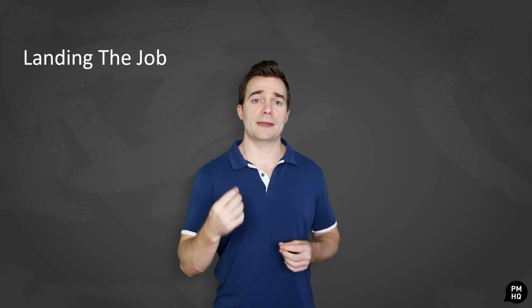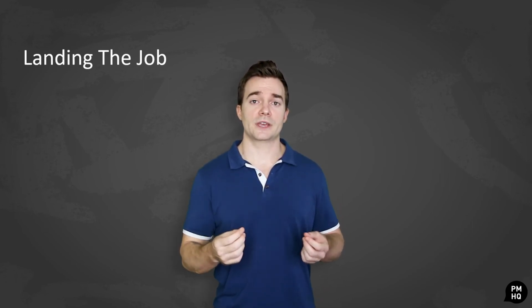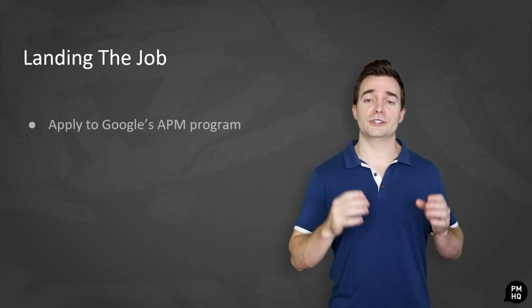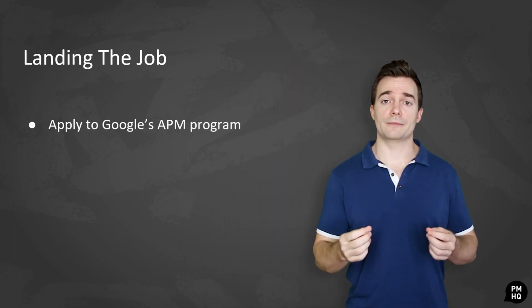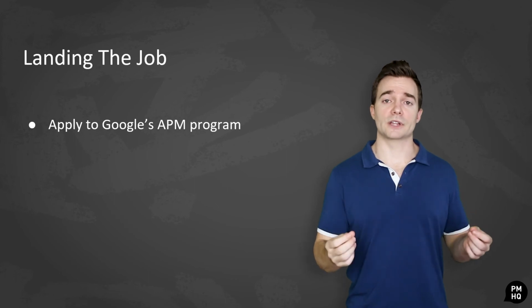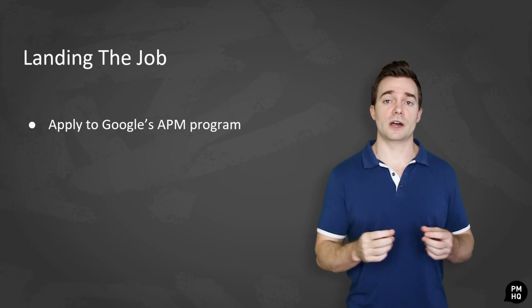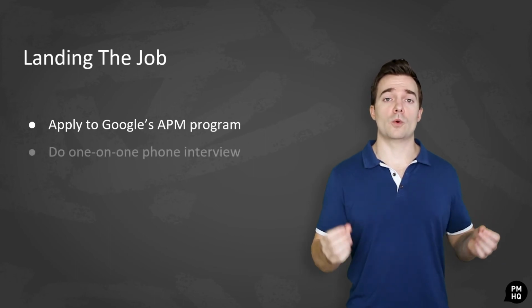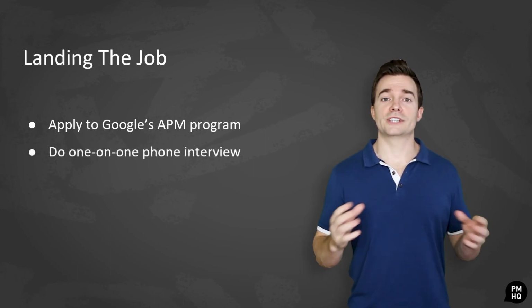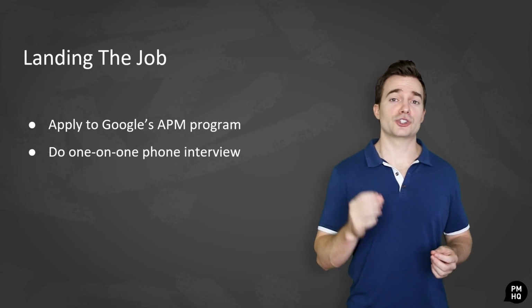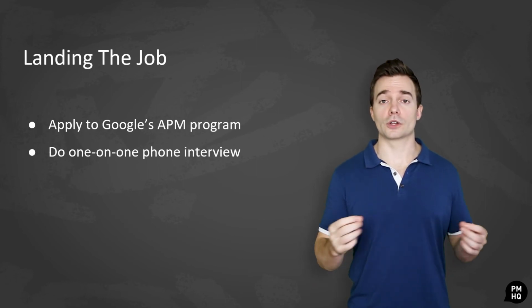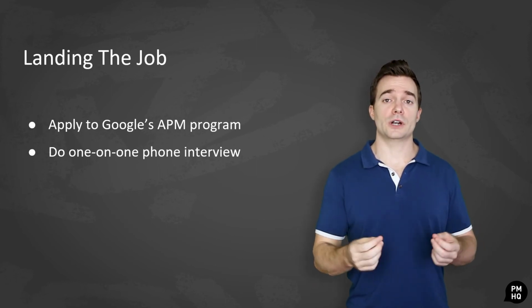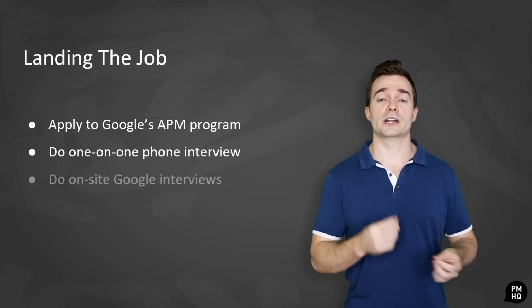To apply for the APM program, you have to follow and understand the interview process. Here's how it goes. First, you apply to the Google APM program using your resume and a custom cover letter. Then, if you're selected from the pool of applicants and candidates, you'll have to go through a one-on-one phone interview. Google will schedule a time and day, and you'll have a short 5-minute video or phone call interview. After passing the phone interview, you'll move on to the on-site interview stage.